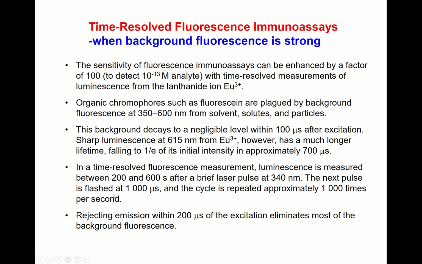The next pulse is flashed at 1000 microseconds later, and then the cycle is repeated approximately 1000 times per second. So you can make one measurement at 1000 microseconds. This is 1 millisecond. So within 1 second, you can measure 1000 times. So this is why this time resolved fluorescence immunoassay is very, very sensitive. Rejecting emission within 200 microseconds of the excitation eliminates most of the background fluorescence.